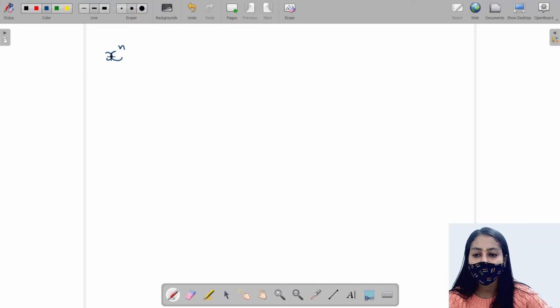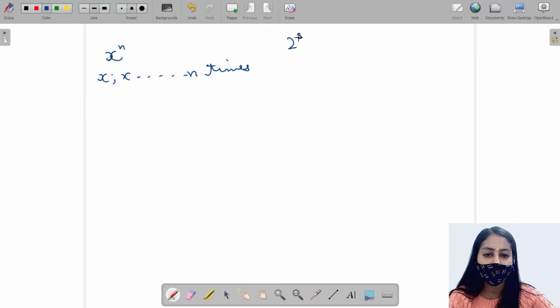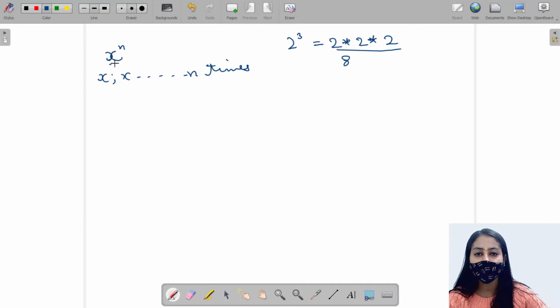We know that if we have to find x power n, then we want x multiplied n times, right? For example, if we want to find 2 power 3, we want 2 multiplied 3 times, which is 8. So if we want to find x power n, we want x multiplied by itself n times. So our expectation is what?